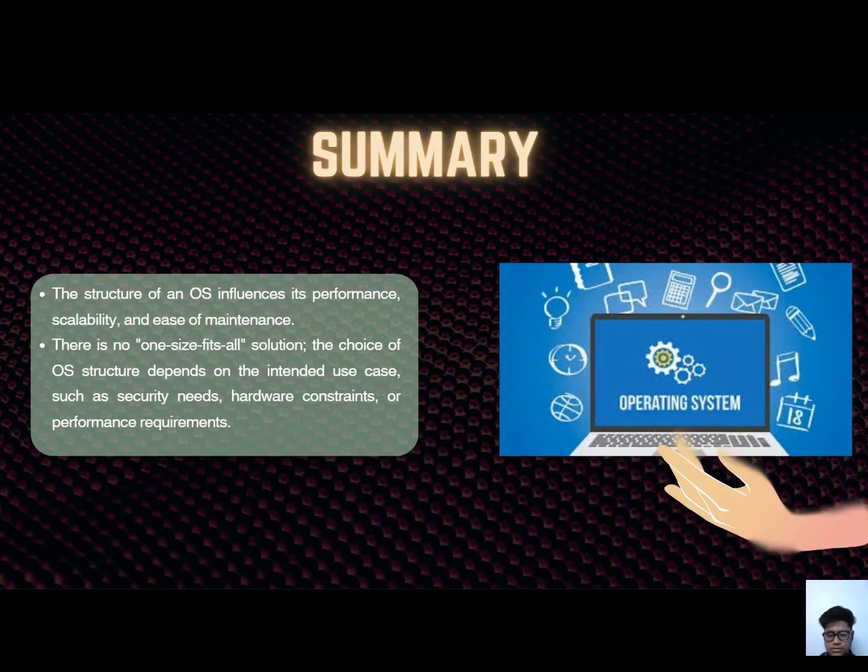Now, to summarize, the structure of an operating system plays a crucial role in determining performance, flexibility, and scalability. However, each type of structure, such as monolithic, layered, microkernel, and modular, has its own strengths and weaknesses, and the choice of which one to use depends on the specific needs and goals of the system.